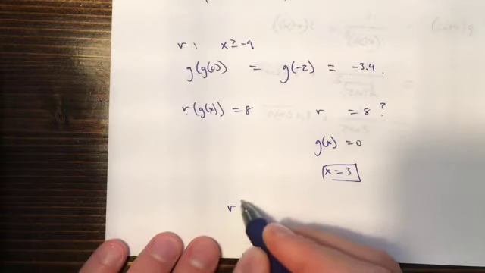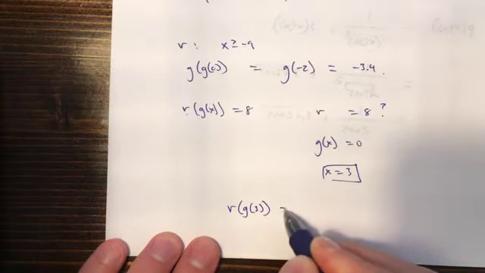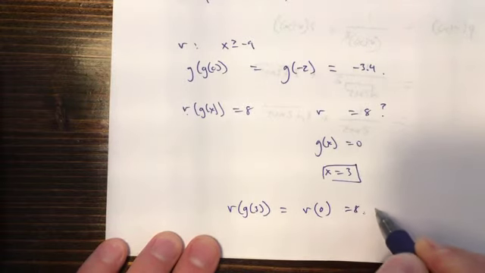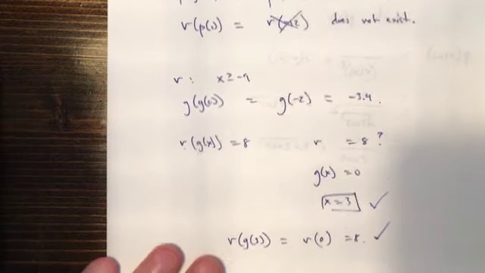To check, I can do r of g of 3. That's r of 0, which is 8. So that is the correct solution.